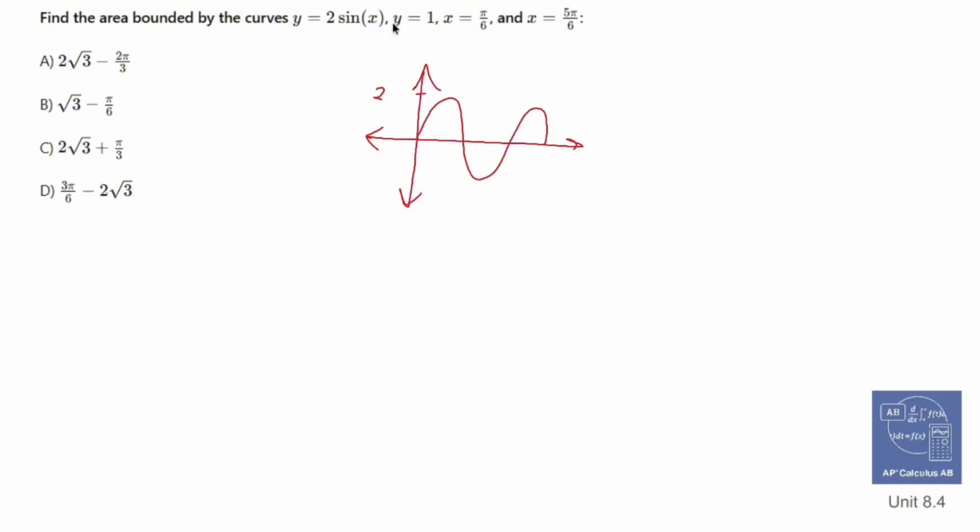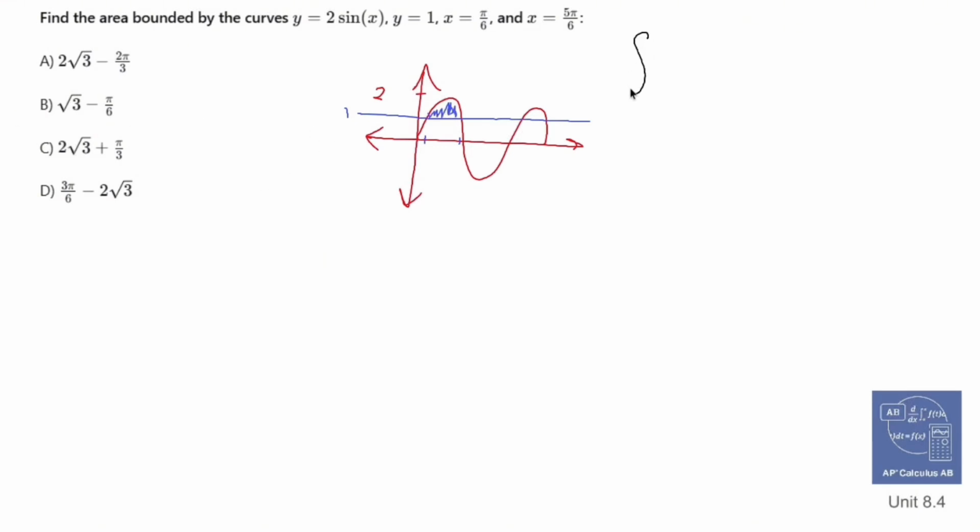Now, y equals 1 is going to be a line that looks something like that. Okay, that's y equals 1. It just so happens that I know what these are because I created the problem. You are pi over 6, you are 5 pi over 6. So we're finding the area in between those two, which means we're finding that.